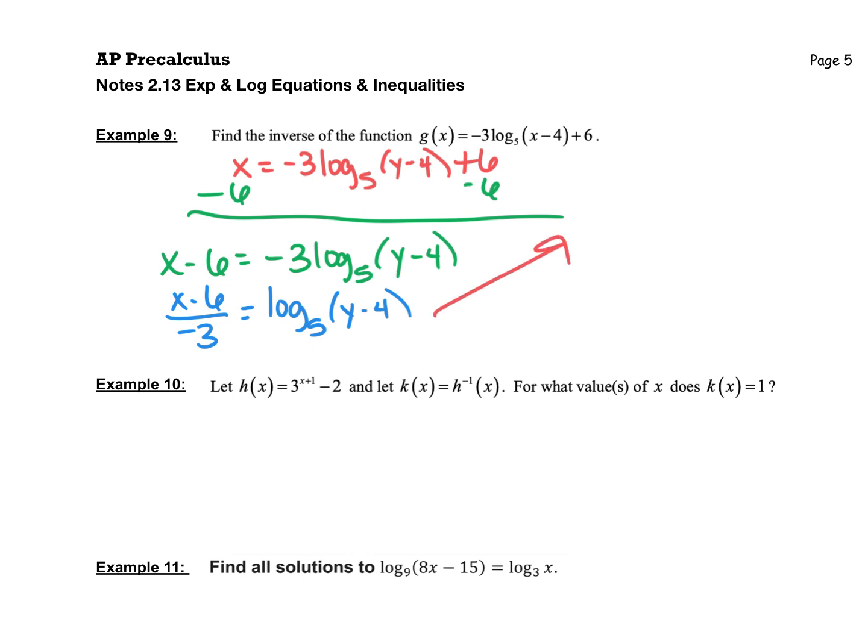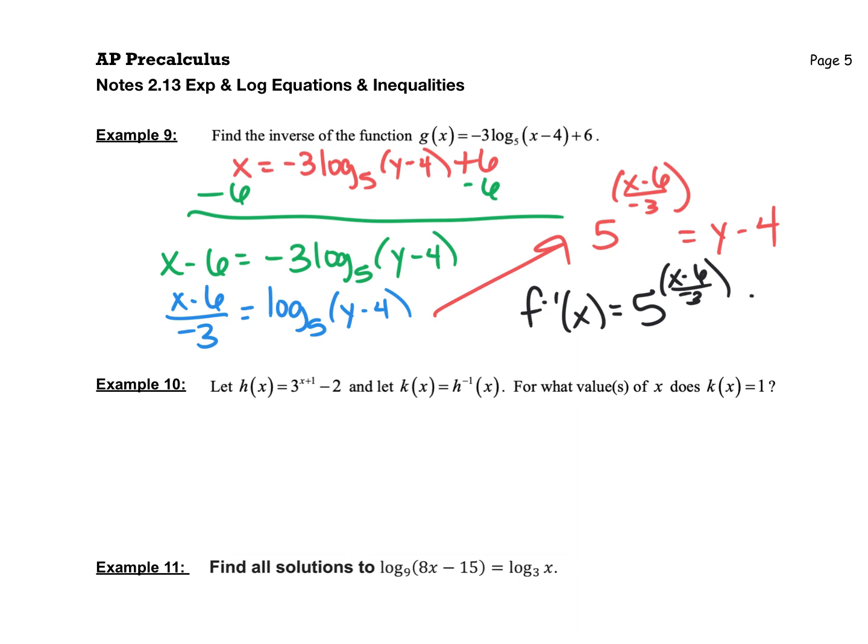Change it into an exponential. The base of my exponential function is going to be 5. My exponent is x minus 6 over -3, and then it's going to equal y minus 4. And then what's my last step? We'll add it. So I have f inverse equals 5 to the x minus 6 over -3, plus 4.